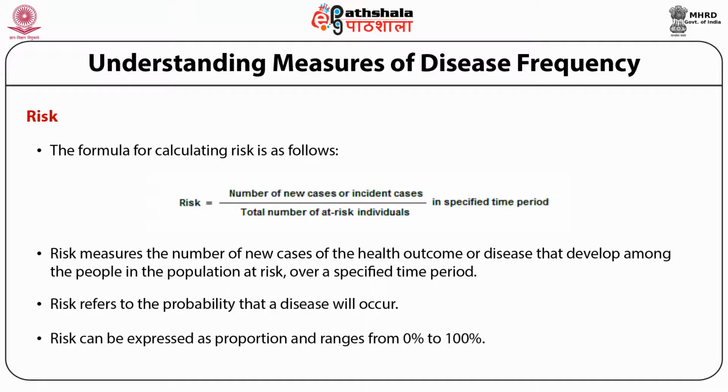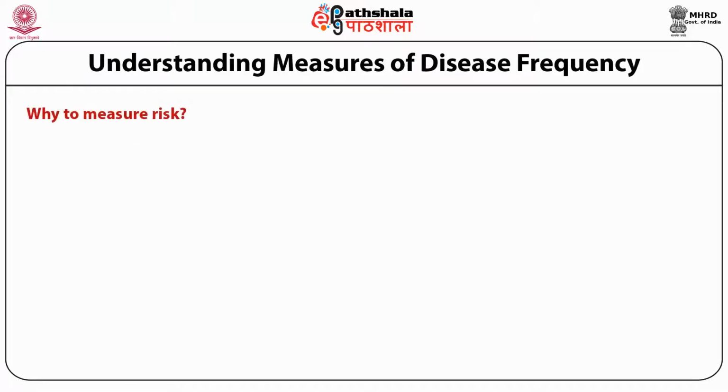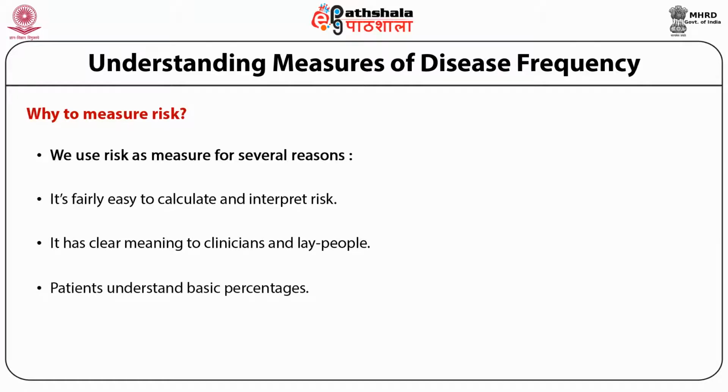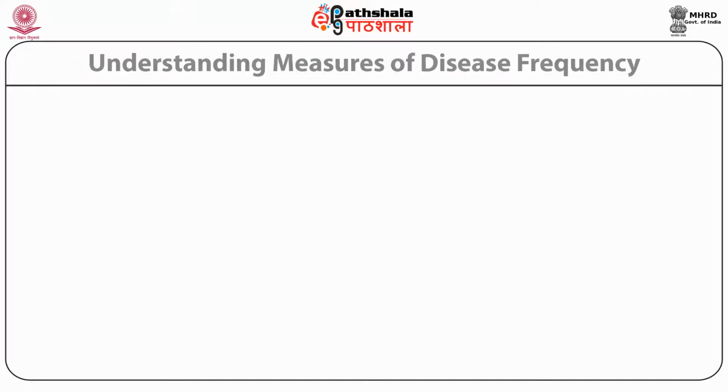Risk can be expressed as a proportion and ranges from 0% to 100%. Why measure risk? We use risk as a measure for several reasons. It's fairly easy to calculate and interpret. It has clear meaning to clinicians and lay people, and patients understand basic percentages.